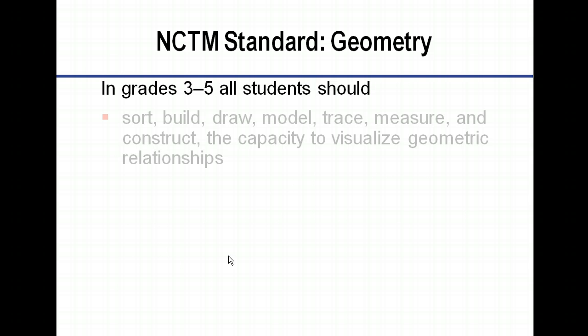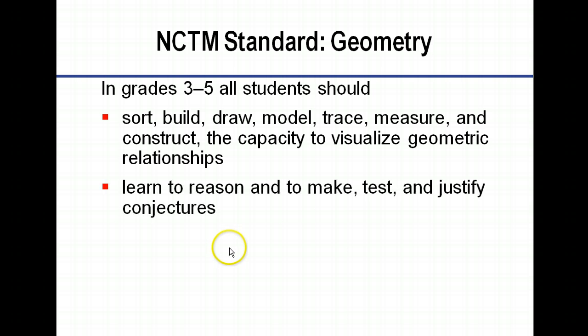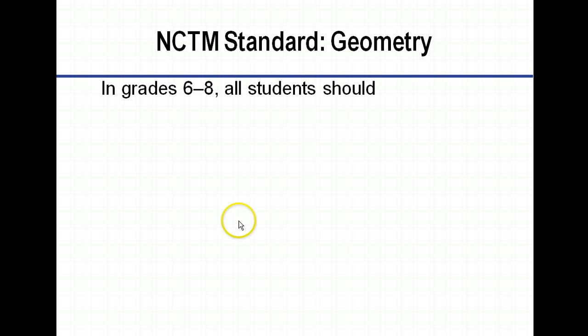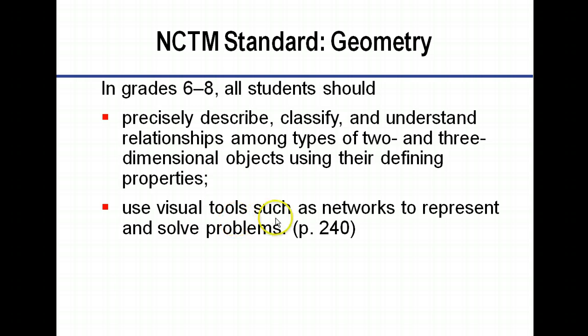For grades 3-5, the standards look something like this: sort, build, draw, model, trace, measure, and construct the capacity to visualize geometric relationships. Learn to reason and to make, test, and justify conjectures. And for 6 to 8, students should precisely describe, classify, and understand relationships among types of 2- and 3-dimensional objects using their defining properties. They also talk about using visual tools such as networks to represent and solve problems. This is just a technique that is discussed in the standards. You'll discover what networks are later on when you're working in your standards.